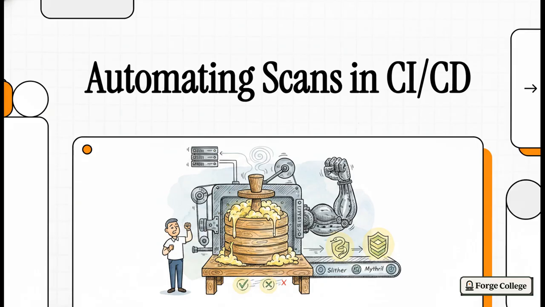So today, we are going to build a machine to do all that churning for us. We're going to completely automate our Slither and Mythril scans.